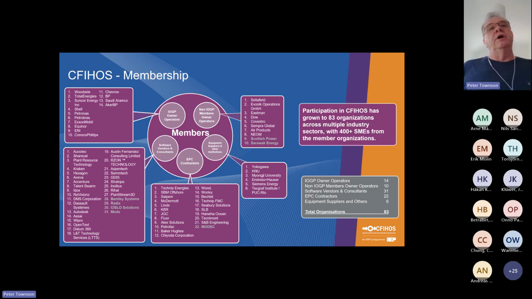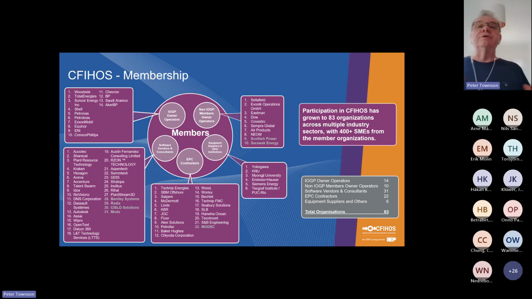Then we go on to the other owner operator group, which is people that are not part of IOGP, but they are in fact owner operators. We've got 10 companies involved there, and they range from the nuclear industry and the chemical industry. We've got a number of chemical companies. We've also got some LNG producers and process plant people, Air Products, and the water industry like NEOM, and also a couple of power companies as well, Scottish Power and Sarawak Energy.